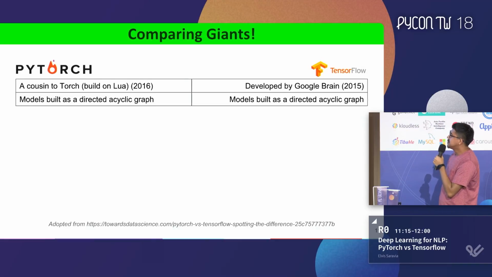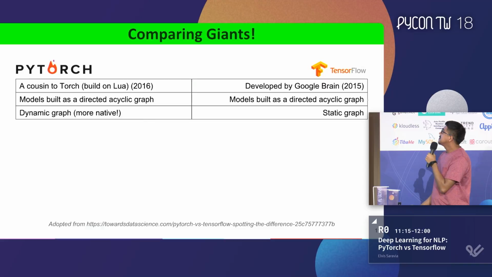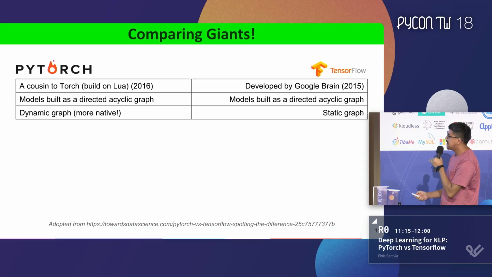So here are some comparisons. With PyTorch, models are built as a directed acyclic graph. TensorFlow also has the same concept, right? But the difference is that TensorFlow is built on something called a static graph. So you build your architecture, then you train a model. And with PyTorch, the beautiful thing is that you create a dynamic graph, which feels more native if you are a Python user, right? They're both built on Python. So it's more native, and that's one of the advantages.